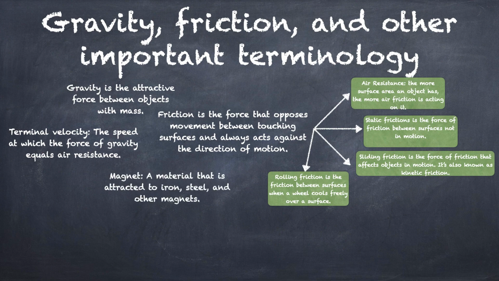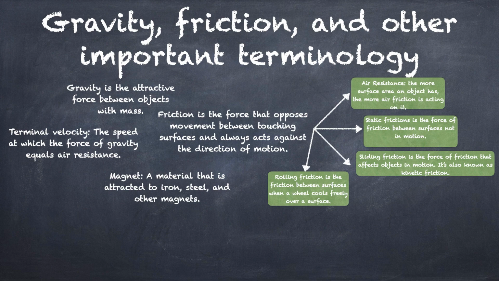The definition of a magnet is another thing that we should cover. A magnet is a material that is attracted to iron, steel, and other magnets. Magnets are everywhere. You probably have one on your refrigerator right now. In fact, even the Earth is a giant magnet. A magnet has 2 poles, north and south.